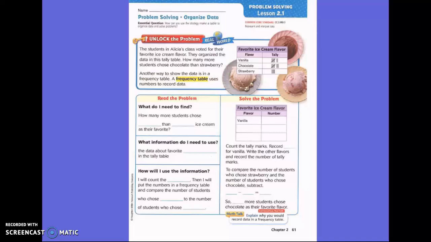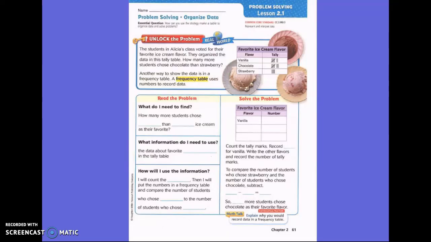Let's read the problem. The students in Alicia's class voted for their favorite ice cream flavor. They organized the data in this tally table. How many more students chose chocolate than strawberry? Another way to show the data is in a frequency table. A frequency table uses numbers to record data.